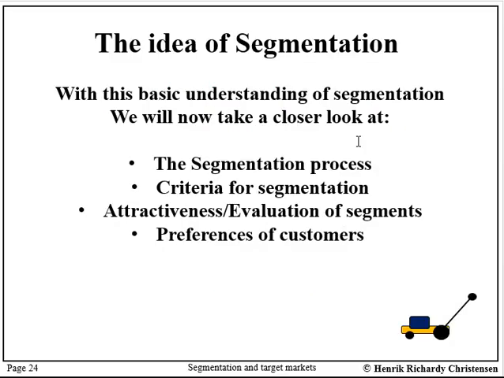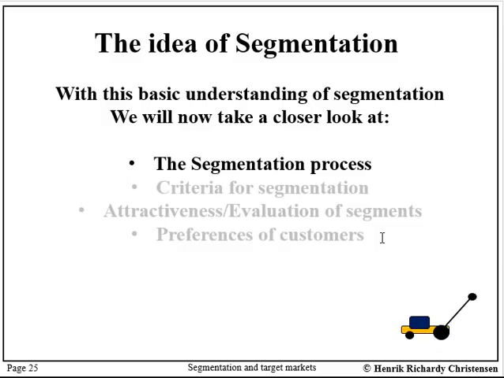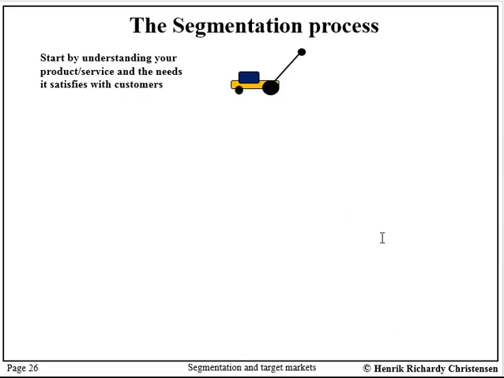So with this basic understanding of segmentation, we'll now take a closer look at 4 different issues. First, we'll take a look at the segmentation process. Then we'll deal with the criteria for segmentation. We'll try to take a closer look at the attractiveness and how we evaluate segments, and a short look into what kind of preferences customers might have. So let's continue. The segmentation process.